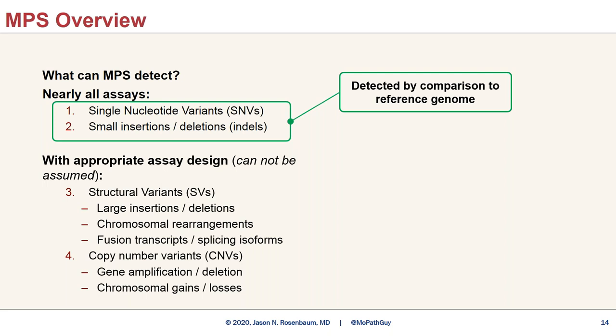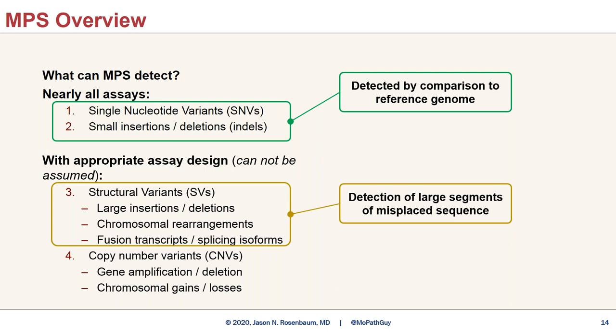Now, other types of genetic events, other types of mutations can be detected with appropriate assay design, but it should not be assumed, unless you have specific information about the assay, that a given assay can detect structural variants like larger insertions and deletions or chromosomal rearrangements or copy number variants. And the reason is that these variants behave differently from a computational perspective.